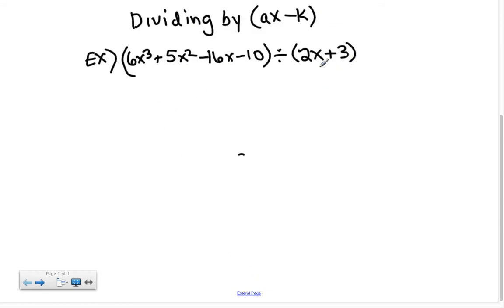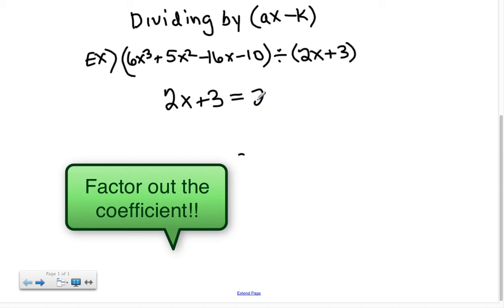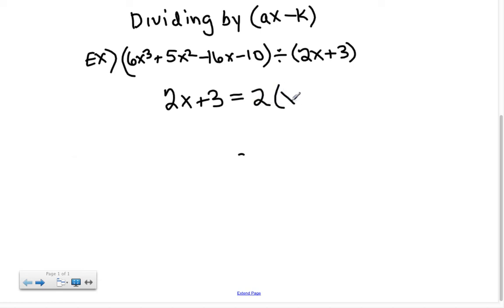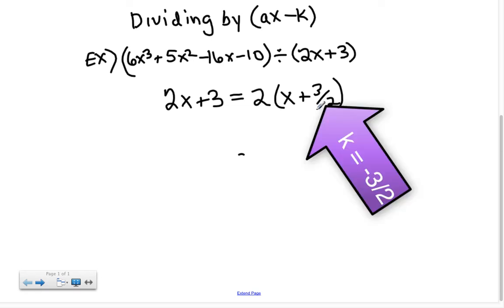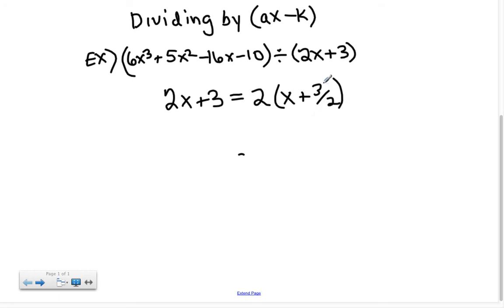So right now, let's take a look at just the divisor. The divisor is written as 2x plus 3. And what I want to do is factor out that coefficient. I'm going to factor out the 2, and I'm going to be left with x plus, and when I factor, the 3 becomes a 3/2 because I've divided by that 2. So this right here now is our k value, and that's what we're going to use when we do synthetic division. Now, because it's a crazy thing, not only is this going to be our k value, but there's going to be a second step, and we'll talk about that second step in just a second.